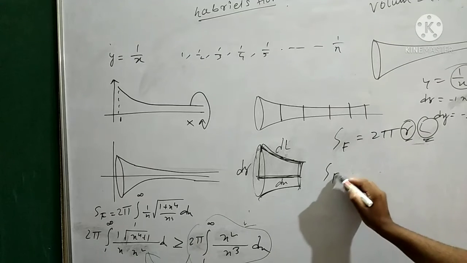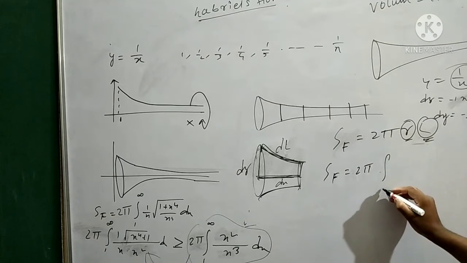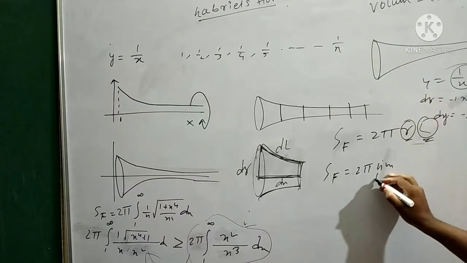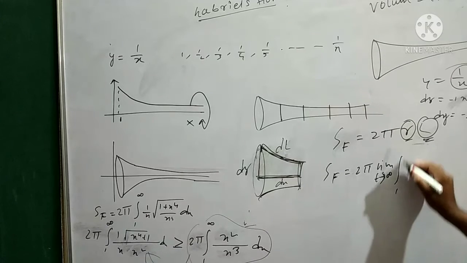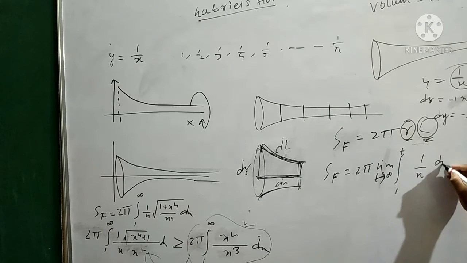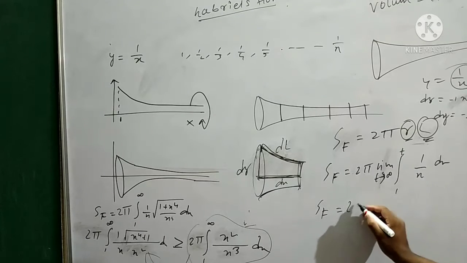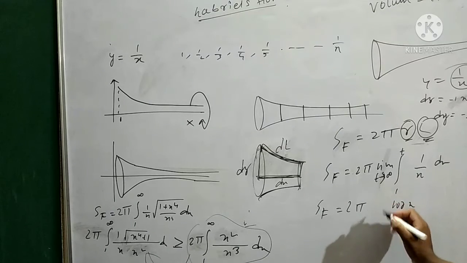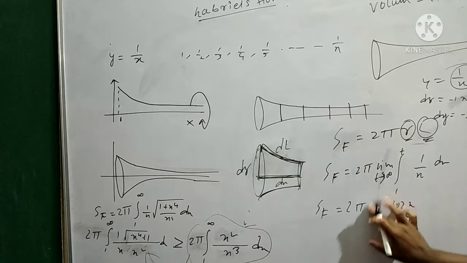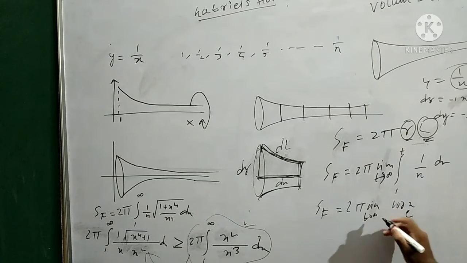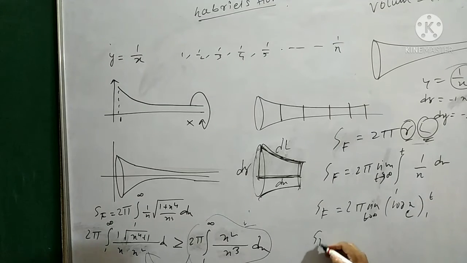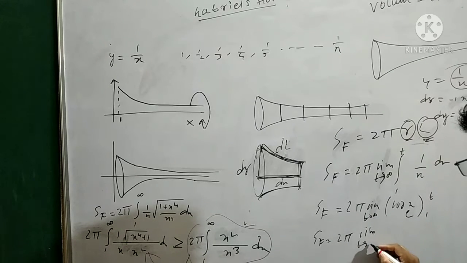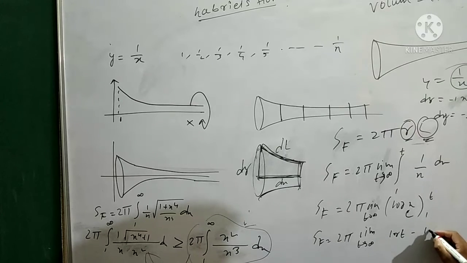SF is equal to 2 pi integral. Because it is improper integration, I would have to take the limit as t tends to infinity, from 1 to t, of 1 upon x dx. So SF, the surface area of the first term, will be 2 pi, it will be log x, isn't it? Log x, natural logarithm, and we have to put the limit also, limit t tends to infinity. Here also SF will be equal to 2 pi, limit t tends to infinity, log t minus log 1. So always put natural logarithm here.